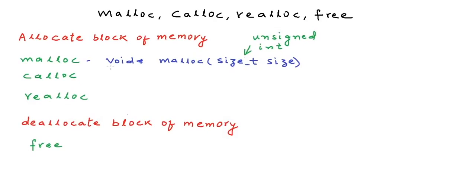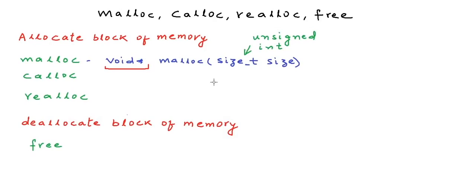And this function malloc returns a void pointer. We have talked about void pointer in our previous lessons. Malloc returns a void pointer that gives us the address of the first byte in the block of memory that it allocates. So using malloc, you kind of say that, hey, give me a block of memory with these many bytes.